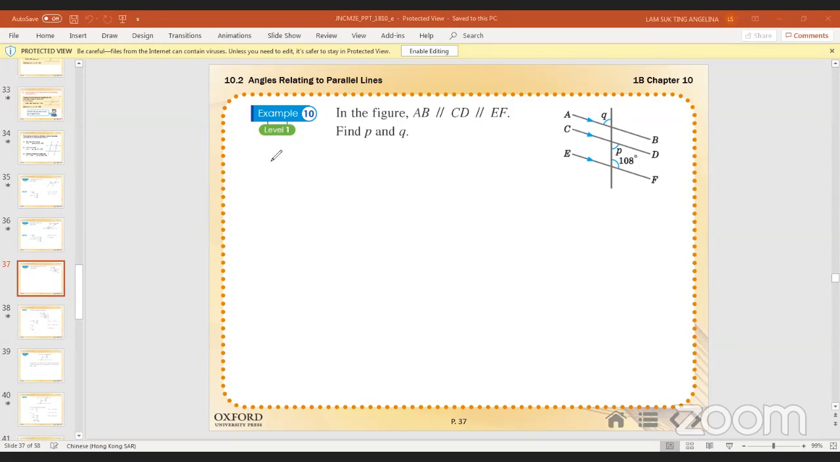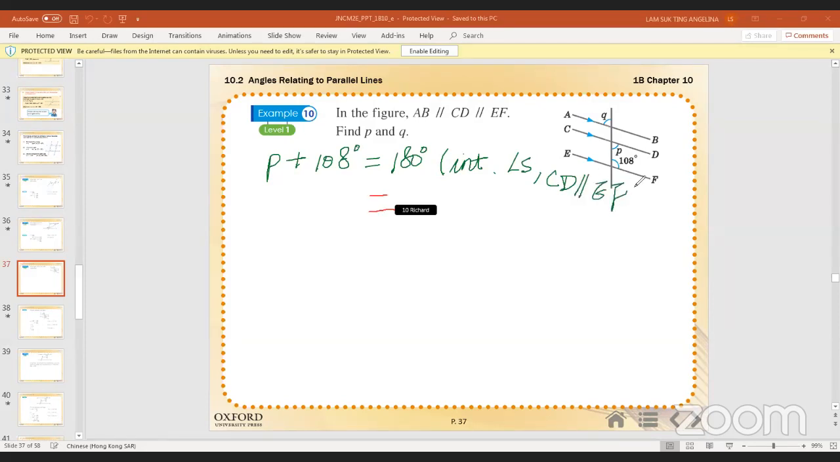Now, first we need to find P. Therefore, we have P plus 108 degrees equals 180. Make sure you write the units. Make sure you write the units. And then they are interior angles, and we find this pair, CD parallel to EF.